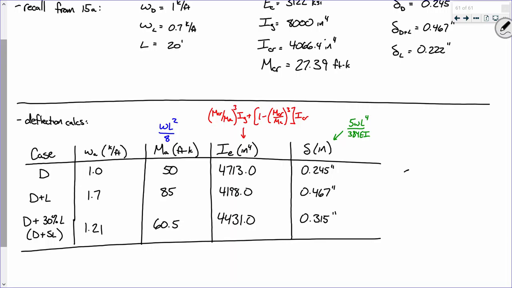Then to compute the live load deflection, we take delta D plus L minus delta D, and that got us 0.222. So what is delta sustained live load? Well, it's delta D plus SL minus delta D. That comes out to be what? .070 inches. Do I have a second on that? Everybody's kind of quiet, so I want to make sure this makes sense. Anybody got any questions at all? Sound good? Okay. All right.